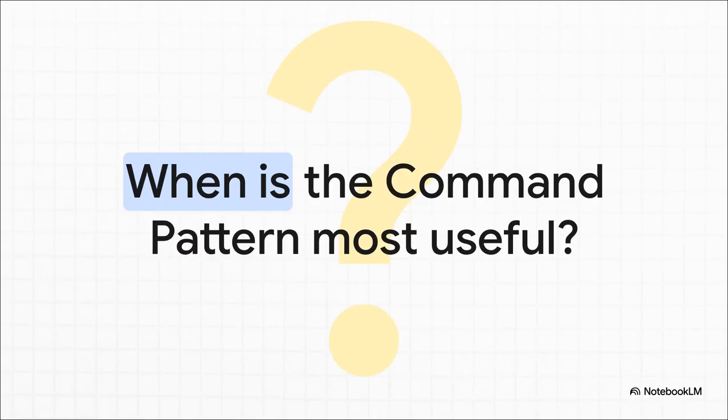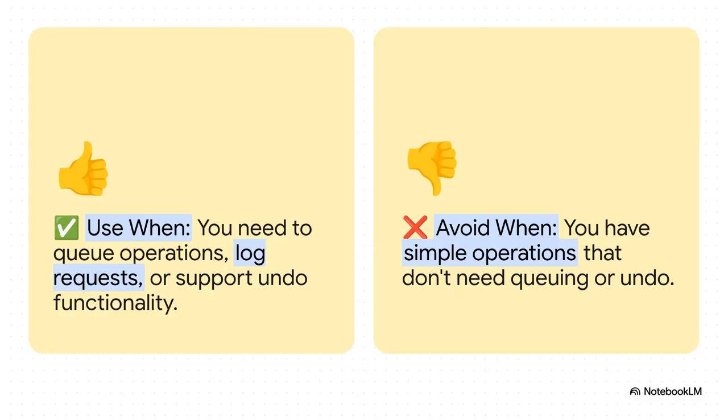So what are the best situations for using a pattern this cool? Simple. This should be your go-to pattern anytime you need that undo/redo feature, or you need to line up a bunch of tasks to run later, or maybe you need to log a complete history of actions. But again, if you've just got a simple button click that does one thing and doesn't need any of that fancy stuff, this is probably overkill.